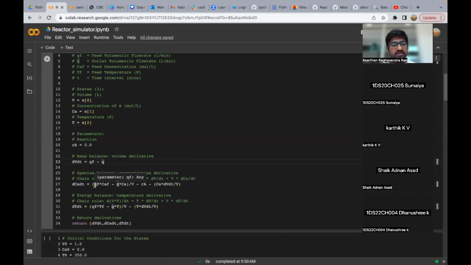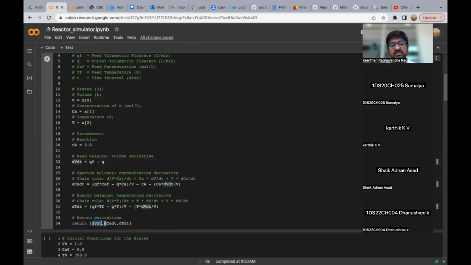So this will be feed concentration, feed flow rate times the feed concentration minus the output flow rate times the output concentration. And this is all with respect to volume. And you also have RA, which is the rate, which in our case will be 0. And then for the energy balance, you have a similar type of equation, which is basically in minus out. So then this function will return all the derivatives.